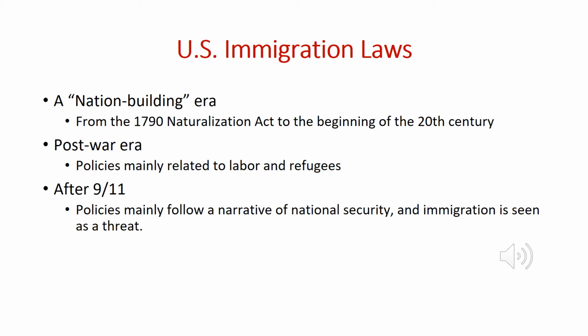The first refers to the nation building era that started with the Naturalization Act of 1790, and basically laws and policies mainly aimed to regulate who entered the country. British and Protestant were particularly welcome, and exclusionary laws prohibited immigration based on class and nationality, and also based on race.